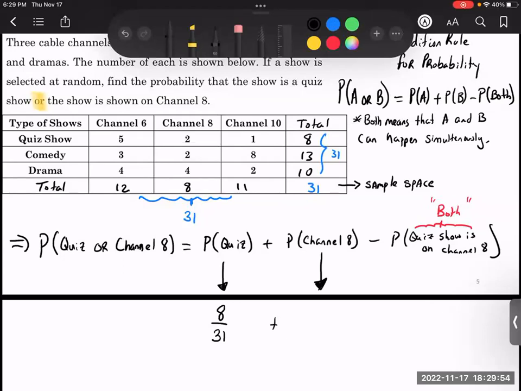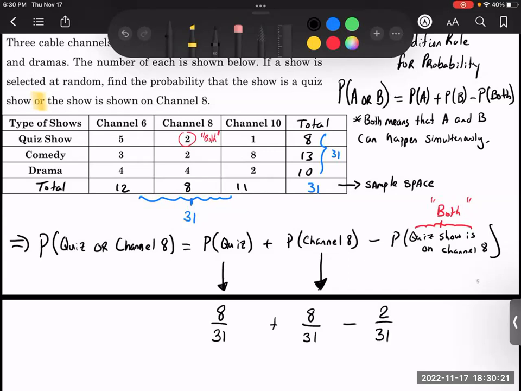Yeah, it was still 8. There were 8 shows on channel 8. And again, your sample space is 31, minus the probability of both. When I say both, it's a quiz show on channel 8. So how many quiz shows were on channel 8? There were 2. All right, so this number 2 would have been considered the both. Okay, so we're going to have to subtract 2 out of 31.